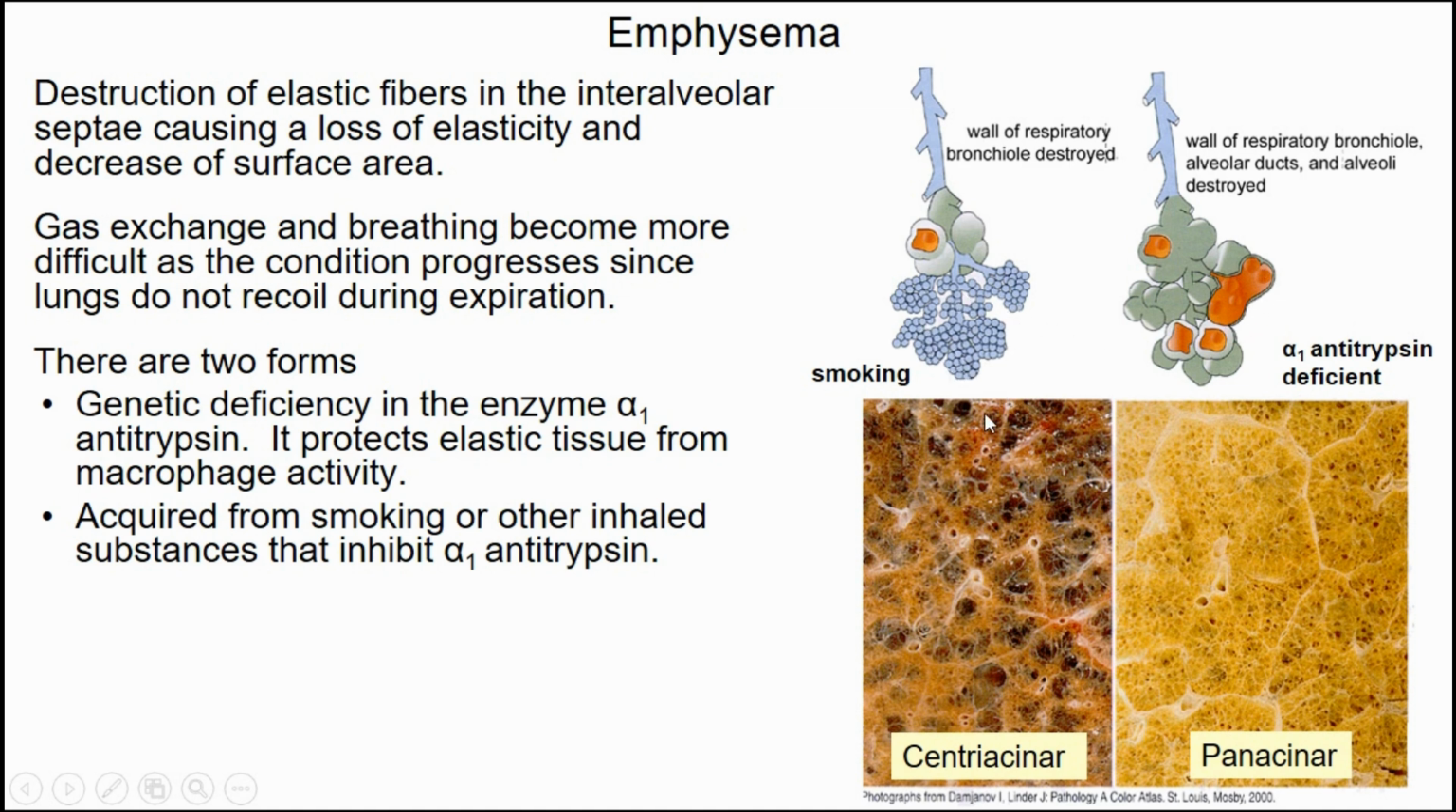Now, smoking can inactivate alpha-1 antitrypsin, and that can cause a similar type of damage, but it tends to affect a little bit higher up here in the respiratory portion of the airway. It tends to happen up here in the respiratory bronchioles, maybe alveolar ducts a bit, whereas down in the rest of the alveoli, this pan-acinar emphysema is more associated with the alpha-1 antitrypsin deficiency.